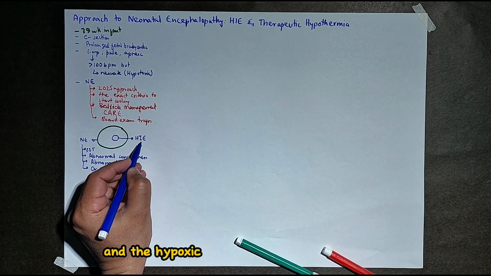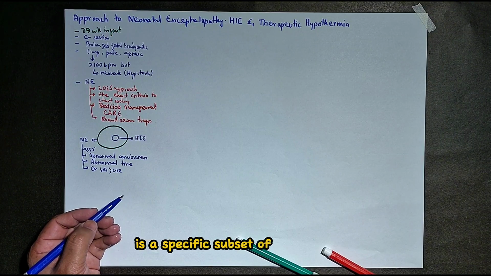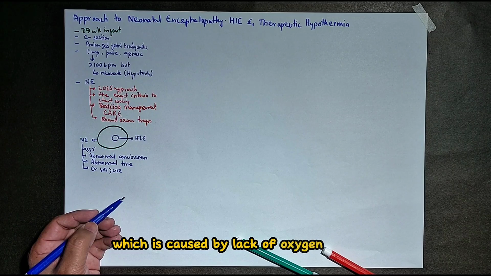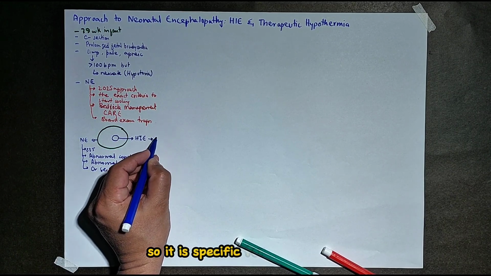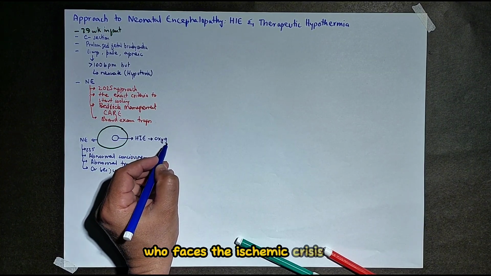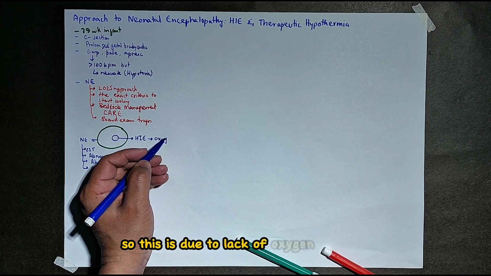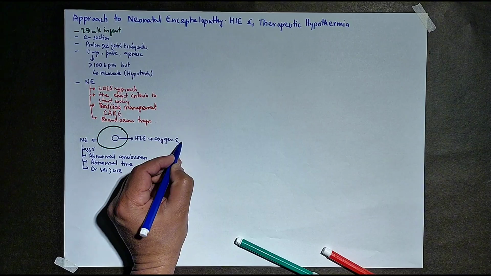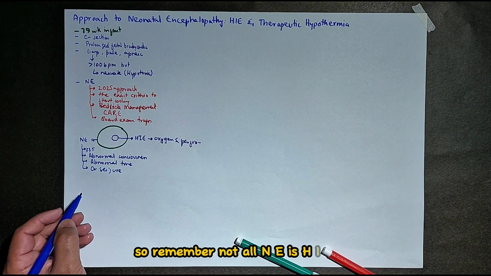Hypoxic ischemic encephalopathy is a specific subset of neonatal encephalopathy which is caused by lack of oxygen and perfusion. So it is specific for those who face an ischemic or hypoxic crisis. So remember, not all NE is HIE.